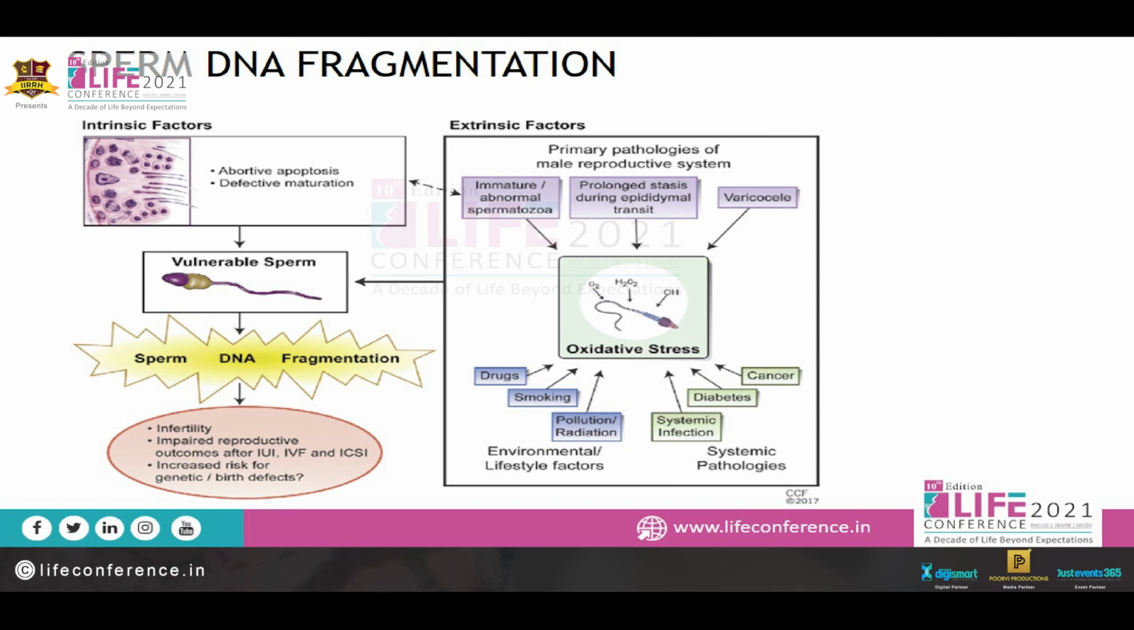After seeing the intrinsic factors, let us look at the extrinsic factors, primary pathologies of the male reproductive system. What can that be? It could be immature or abnormal sperms, prolonged stasis during the epididymal transit, and a varicocele. Now, what could that oxidative stress be? Because everything is now dumped on oxidative stress. That oxidative stress could be due to drugs, smoking, pollution, radiation, any systemic infections, even high fevers, diabetes and cancer. So, environmental and lifestyle factors play a very important role in sperm fertility. Systemic pathologies also play an important role.